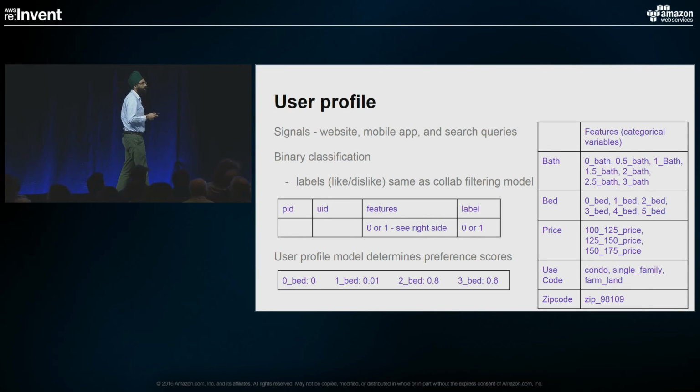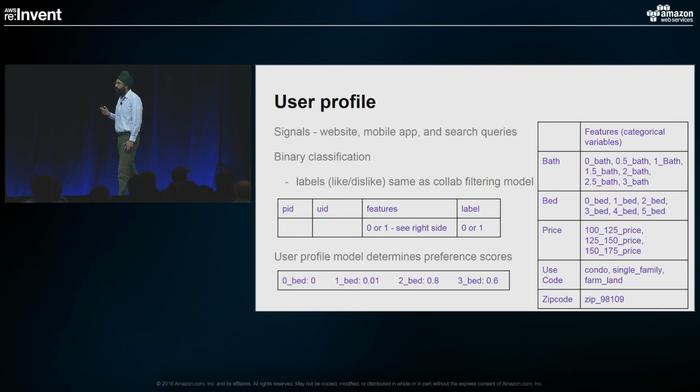Now we'll move on to the user profile. The user profile represents the particular interests of every single user. The key signals that we use include traffic data on our sites, what users are viewing and their interactions, those events. We use mobile app data, interactions with the app, and we also leverage the search queries. Just like in our wedge counting algorithm, the labels are like and dislike, so 0 and 1.